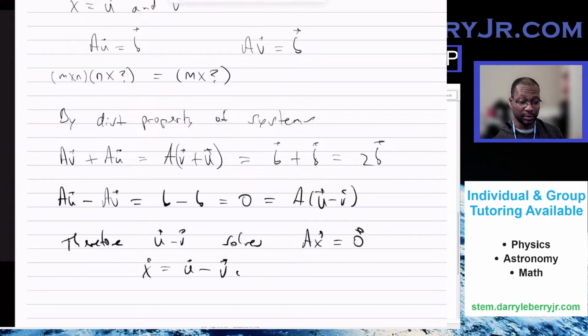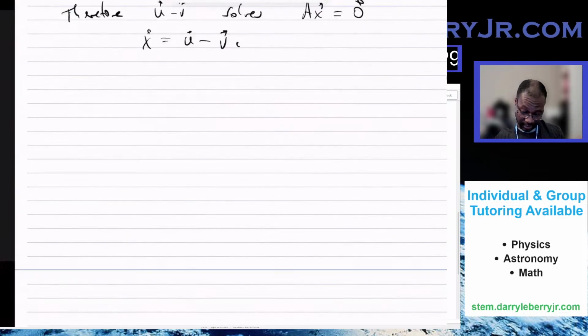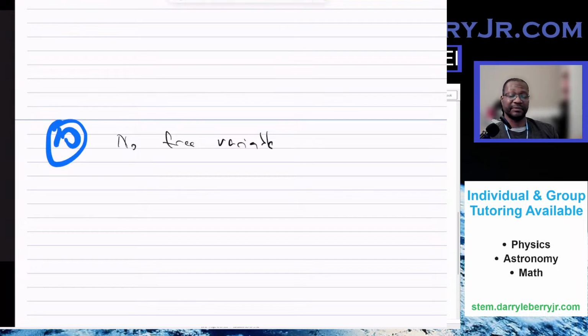So another proof, the most dreaded things. So we have a matrix, no free variable. So we have every row with a pivot. Every row has a pivot.